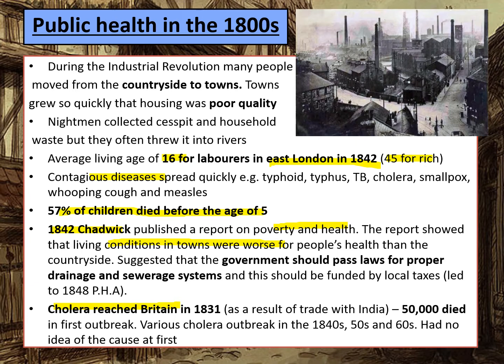So he suggested that the government should do things like passing laws for proper drainage and sewage systems, and he suggested that this should be funded by local taxes. And this was one of the reasons why the government passed the first Public Health Act in 1848. What Chadwick said wasn't perfect, because he also talked about taking all of the waste from the city and dumping it into the River Thames. So obviously he didn't know everything, but he was certainly talking about the government getting more involved, which was obviously a really positive step.